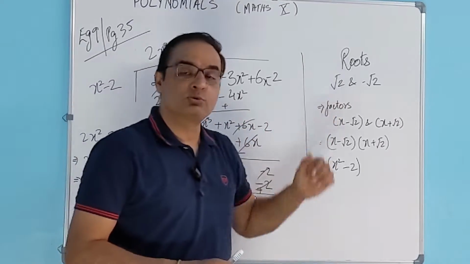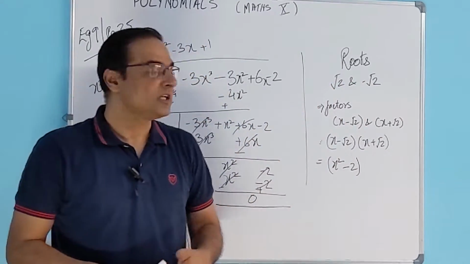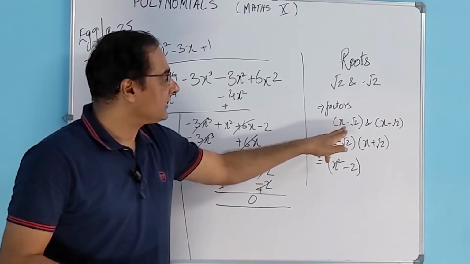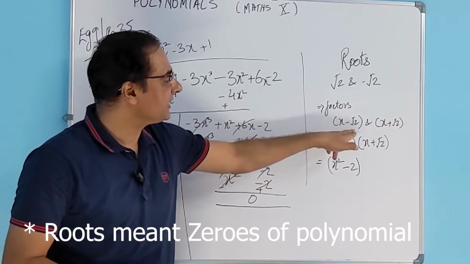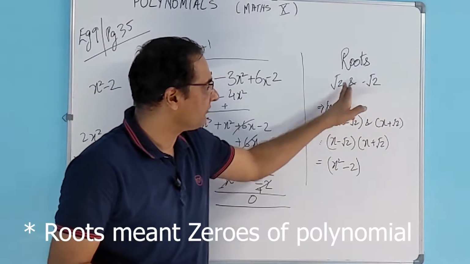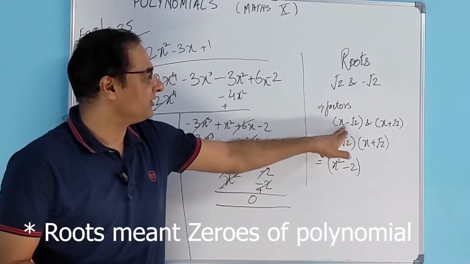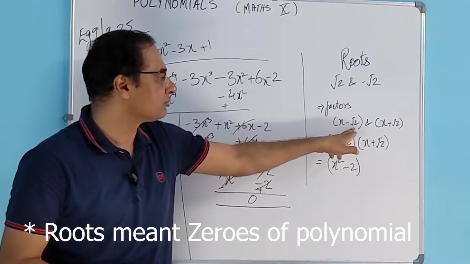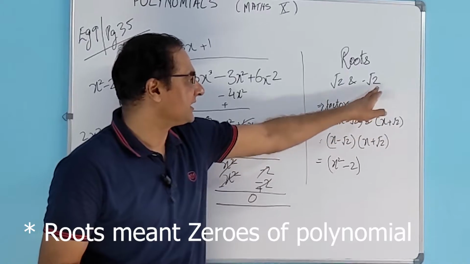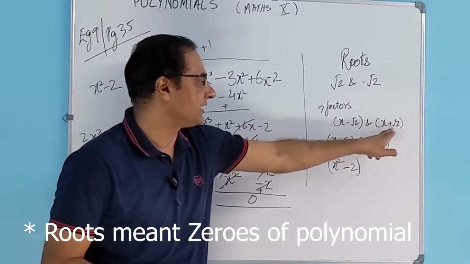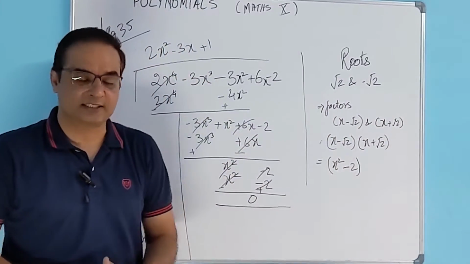Whenever we are given the roots, say a and b, it actually means that the factors are x minus a and x minus b. So if we consider this as a, the first factor will be x minus a, which is root 2, and then the second will be x minus b, and b is given as minus root 2, so x plus root 2. So these two will be factors.